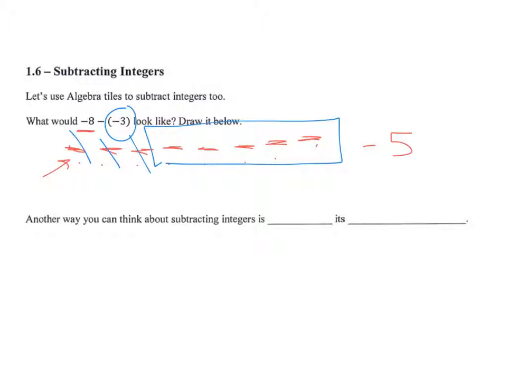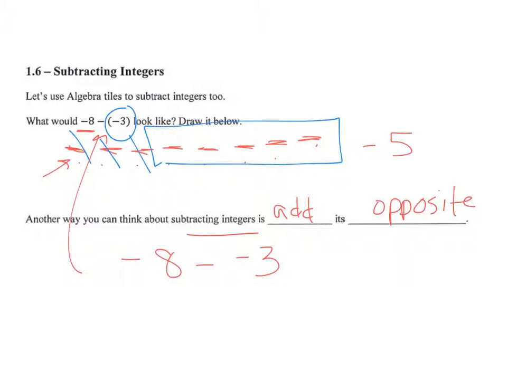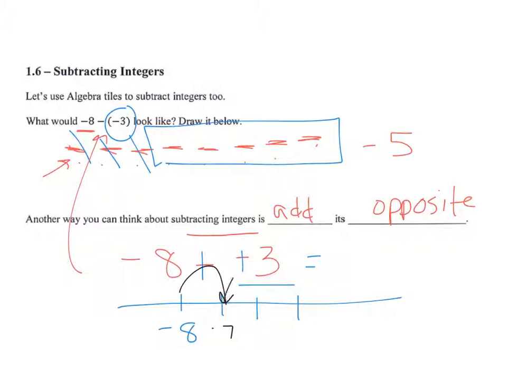Another way you can think of subtracting integers is adding: change the problem to addition, and then make the number opposite. So I'm going to write -8 minus a -3, which is what I have up here. And I'm going to change it to an addition problem, and I'm going to make this opposite. So now what you have is 8 negatives, so you're on -8 on the number line, and you're adding 3, so you're going to the right 3. 1 to the right is -7, another to the right is -6, one more to the right is -5. So that's why the answer is -5.